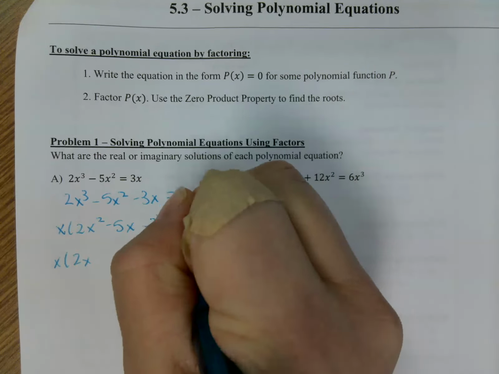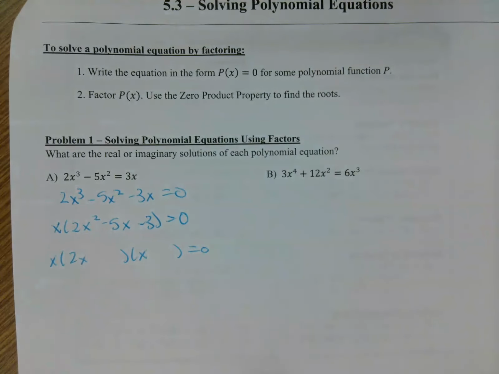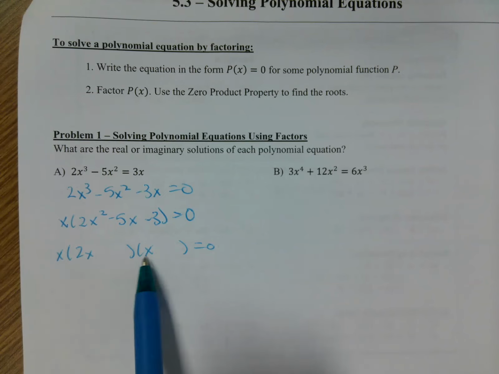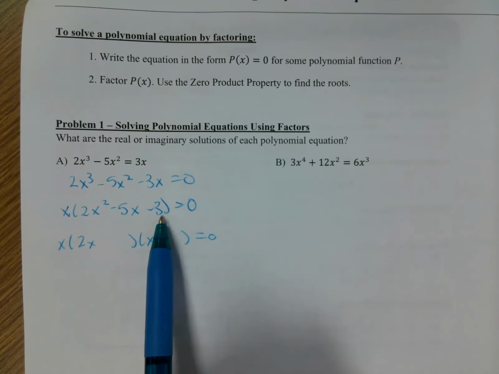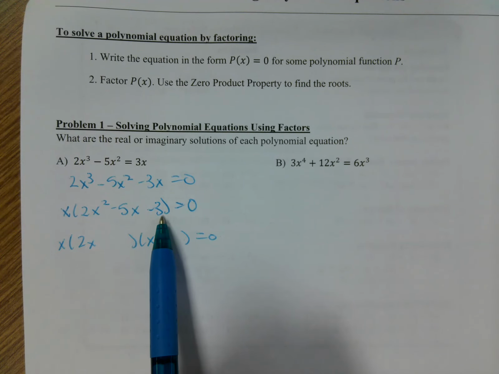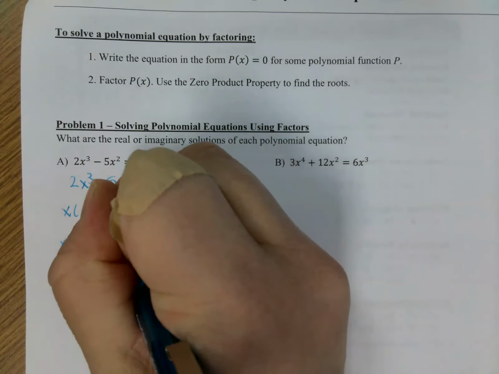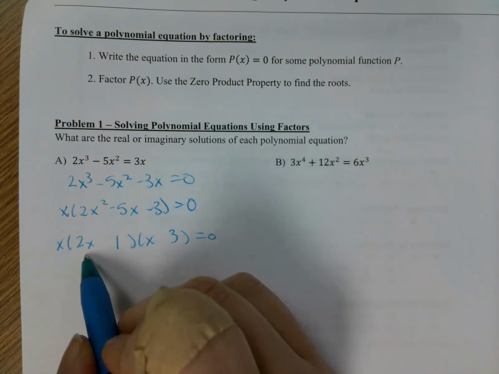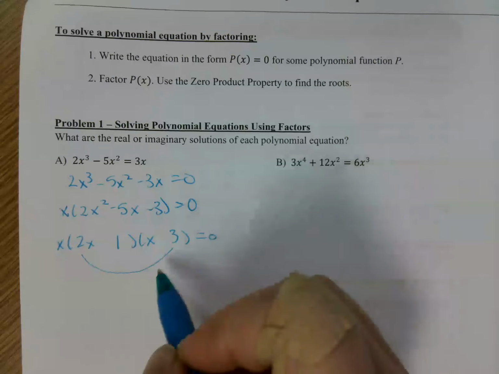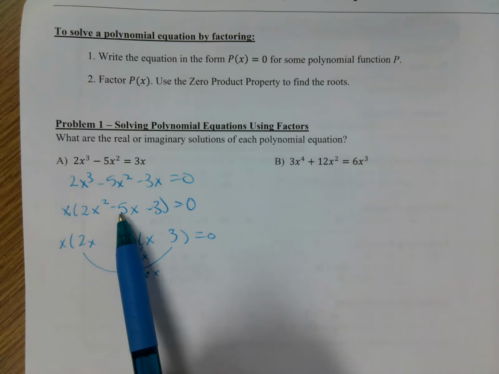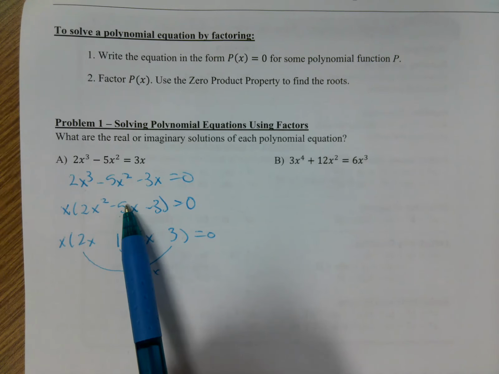The only option I have for my first term is a 2. So I have to have a 2x and a 1x, because 2x times 1x gives me a 2x squared. Now the only options I have for 3 are 3 and 1. So I'm going to put my 3 over here and my 1 over here. This is me guessing. Now if I check this, this would give me 6x. This gives me 1x. I need these to add together to get negative 5.